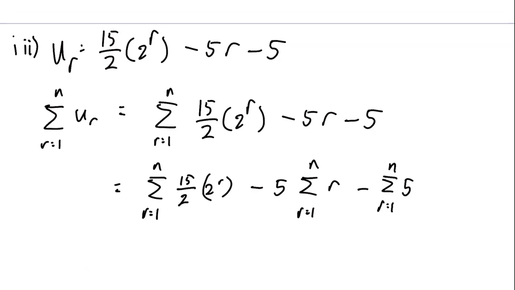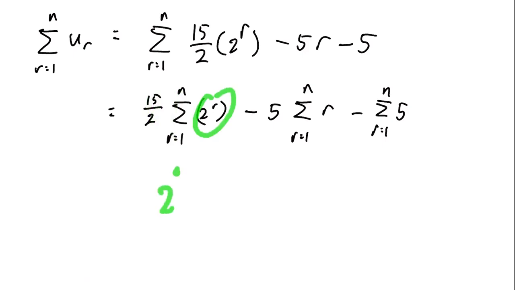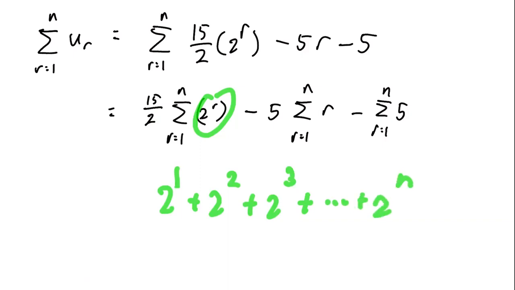Let's just evaluate each one piece by piece. Here, 15 over 2 can actually be factored out. So I'll just factor it out first. Then I'll be left with 15 over 2 multiplied by the summation of this guy. What is this? 2 power 1 plus 2 power 2 plus 2 power 3, if I just replace all the r values, until 2 power n. What is this? Times 2 times 2 times 2.